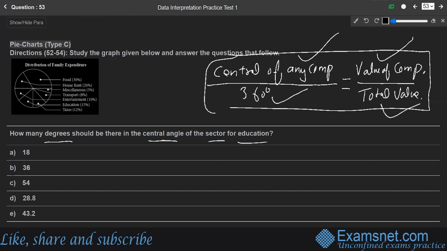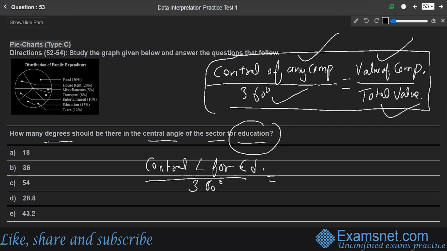If we see our graph, we can easily find this out. We are supposed to find how many degrees should be given to the central angle of the sector of education. So we write the formula: central angle for education divided by 360 degrees is equal to the value of the component. The value of education can be given in terms of percentage also. Education has been given 15%. We need the angle for 15%, so 15 divided by the total percentage, which is always 100%. So clearly we can solve the central angle.